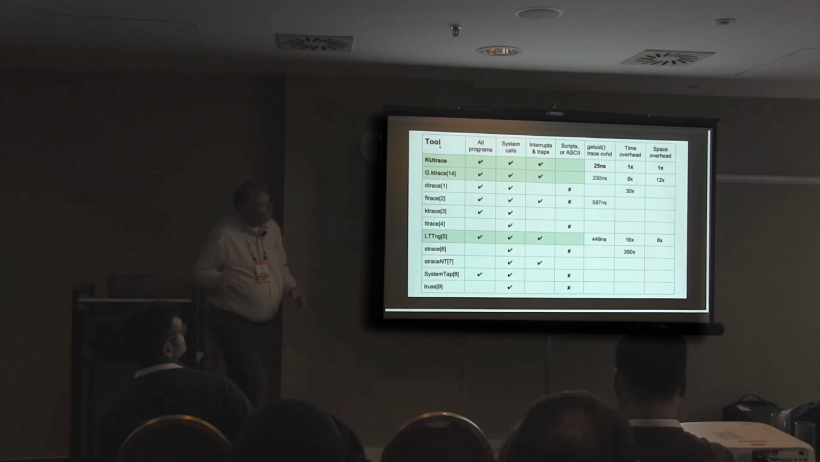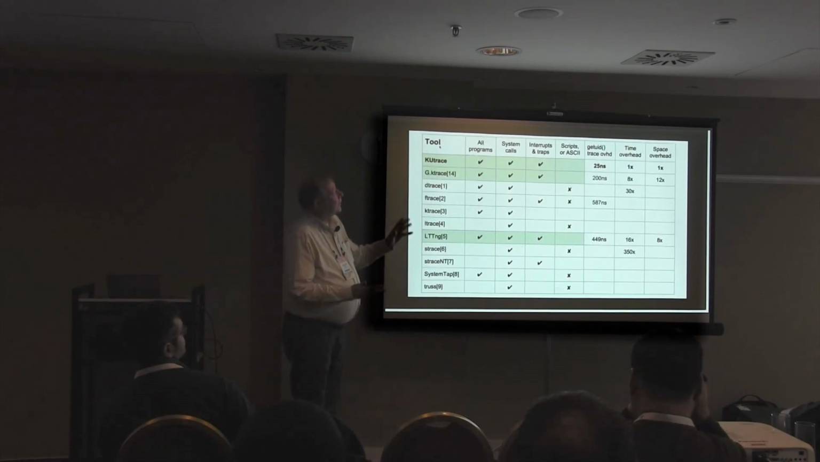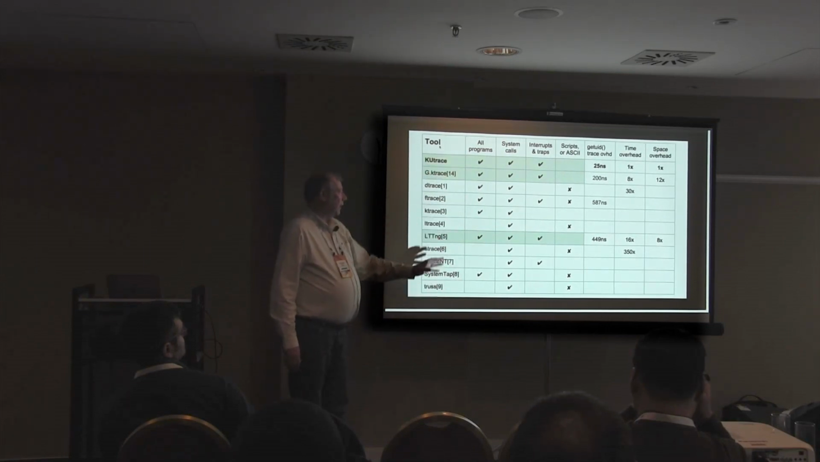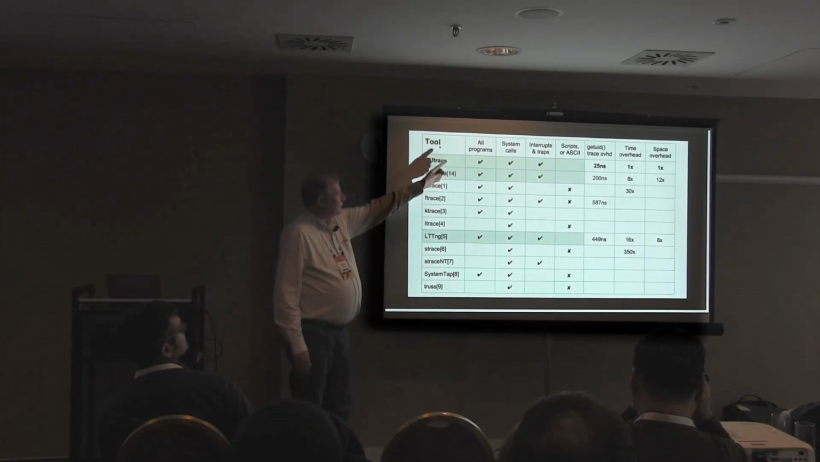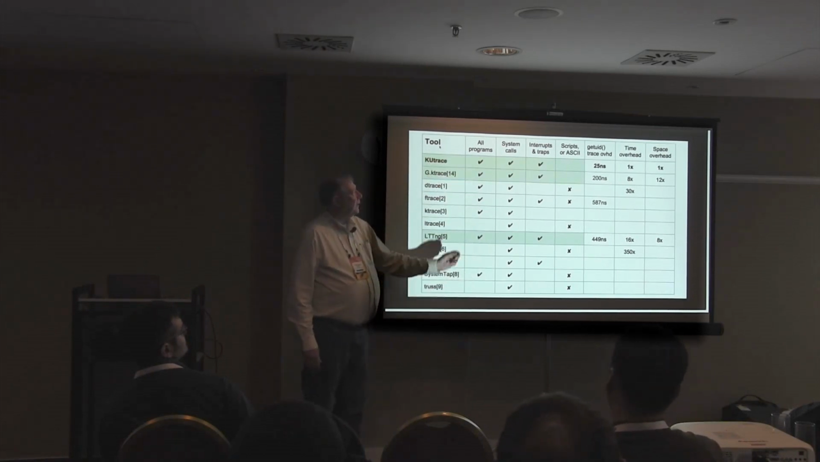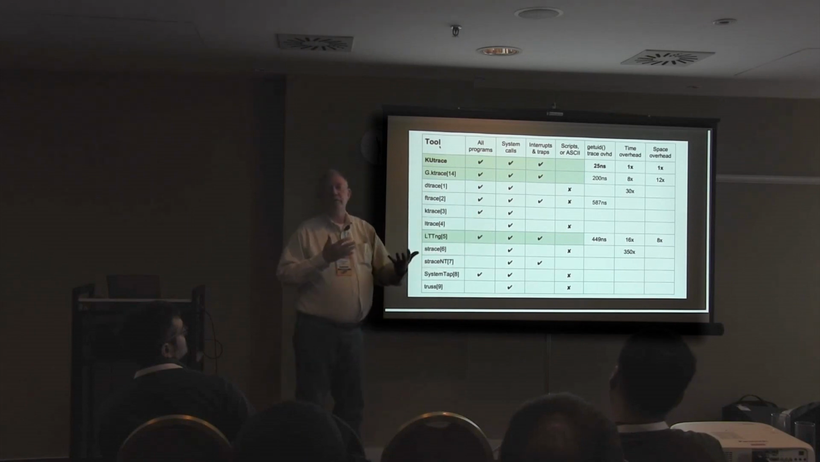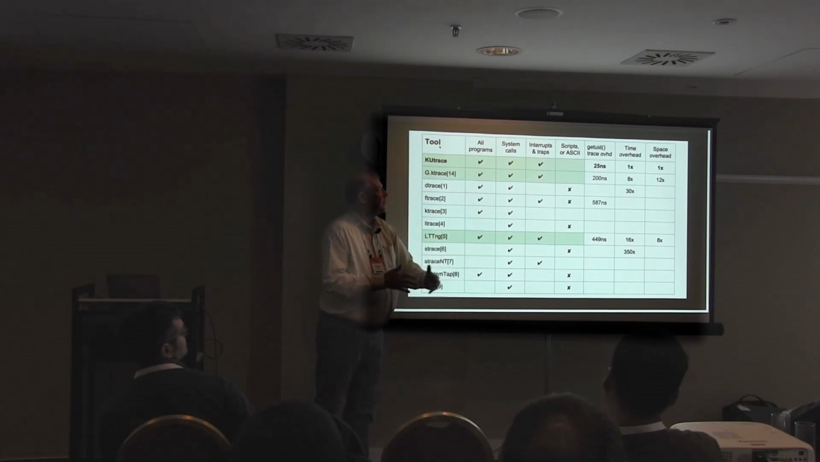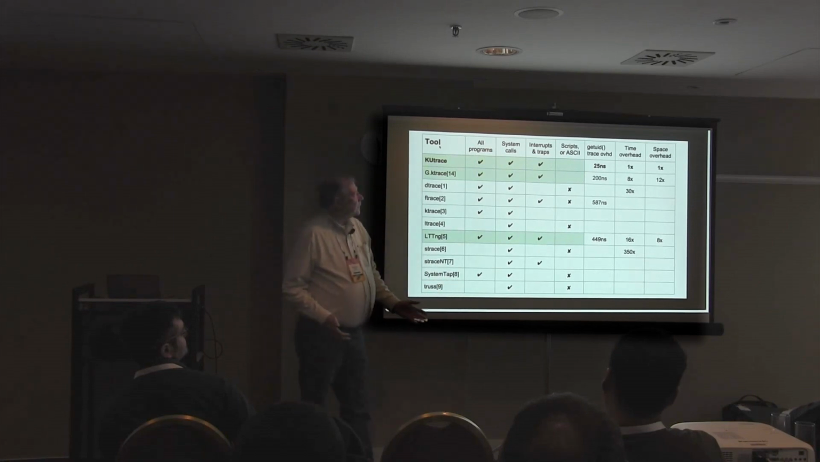So here's a bunch of traces. These are the things I care about, in columns. Does it show you all programs or just one program? Does it show you all the system calls? Does it show you all the interrupts and traps? Does it use interpreters and scripts and ASCII output like strace does, in which case it's much too slow?